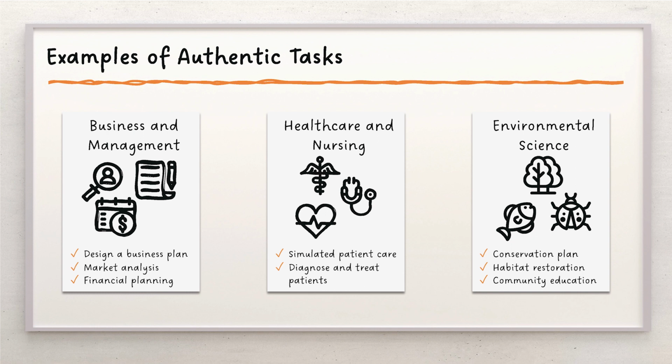For environmental science, have learners develop a conservation plan for a local endangered species, including habitat restoration and community education. This will apply skills in ecological knowledge, community engagement, and project planning. Each of these tasks embodies the complexities and challenges inherent in real-world situations, providing a rich terrain for learners to apply their knowledge, hone their skills, and engage in meaningful problem-solving. Such tasks are not only engaging, but significantly contribute to preparing learners for the pragmatic demands of their respective fields.